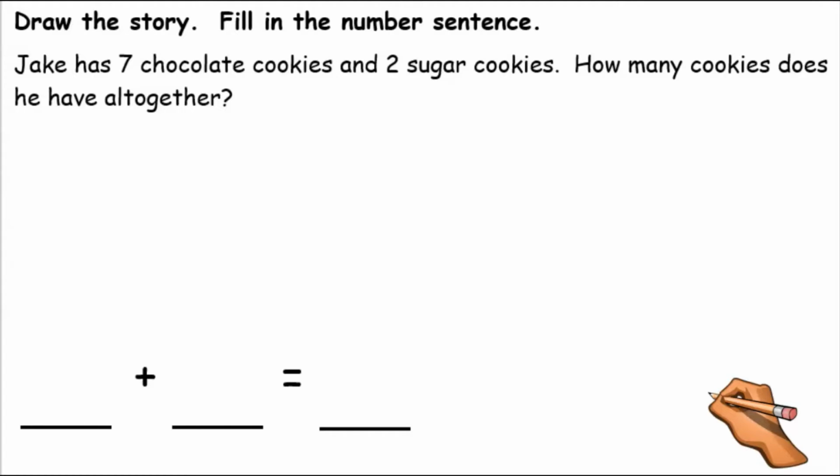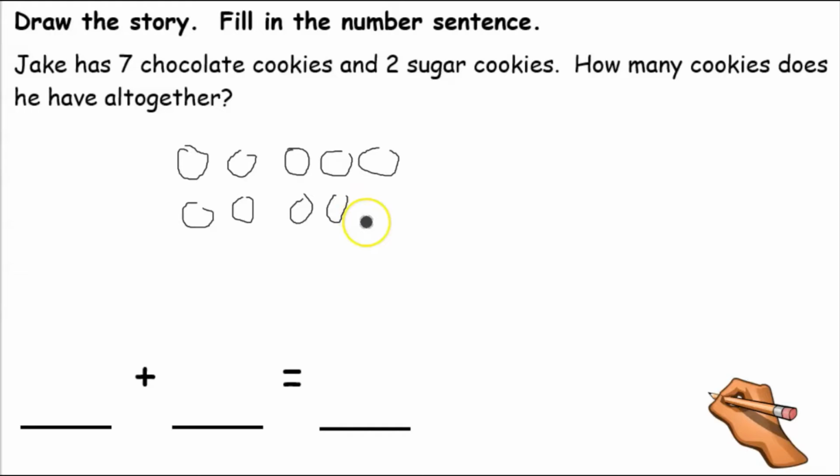Okay, so I am going to draw my cookies. 7, 1, 2, 3, 4, 5, 6, 7, and then I have 2. 1, 2. Okay. Remember, when you're using pictures just like 5 group, you can use a circle to help you see one of your groups. And now your teacher's going to pause the video and you guys are going to complete the number sentence.